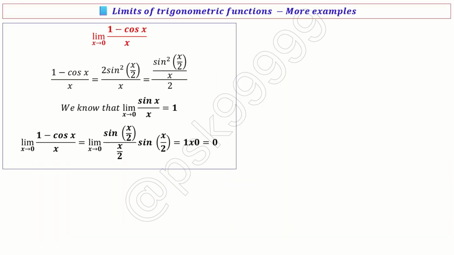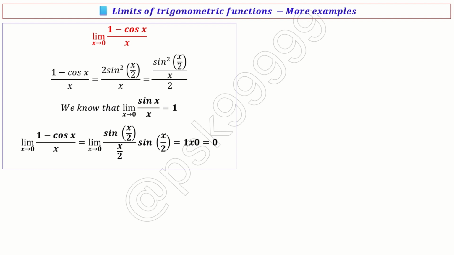Okay, we'll solve some of the questions based on that. Let's take the question: limit x tends to 0, (1 minus cos x) by x. We know that 1 minus cos x can be written as 2 sin square x by 2. So it is 2 sin square x by 2 by x. Now I will write it as sin square x by 2 by x by 2, divided by x by 2.